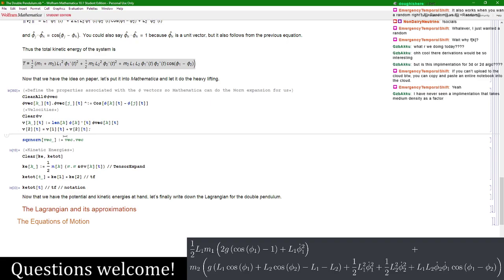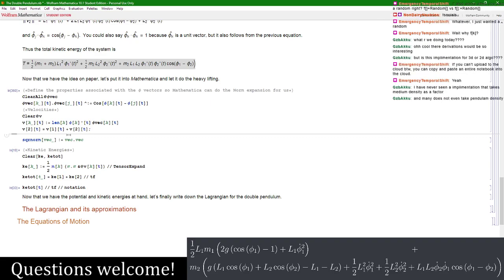So GZB, I've never seen an implementation that takes medium density as a factor. So you're saying like the density of the air as the pendulum swings through it? And many does not even take pendulum density. So GZB, are you saying, like, not assuming massless rods and kind of a well, a distributed mass instead of point particles?